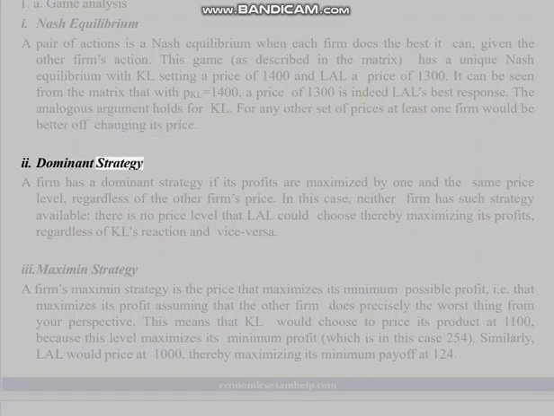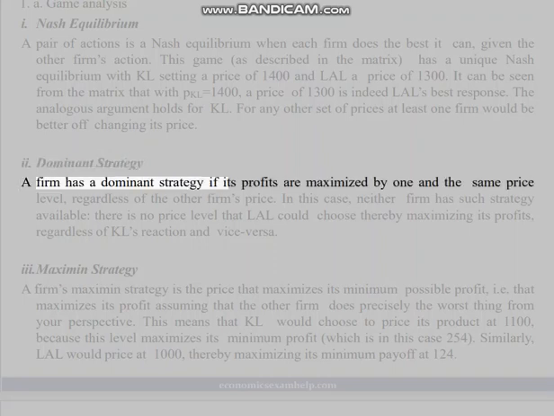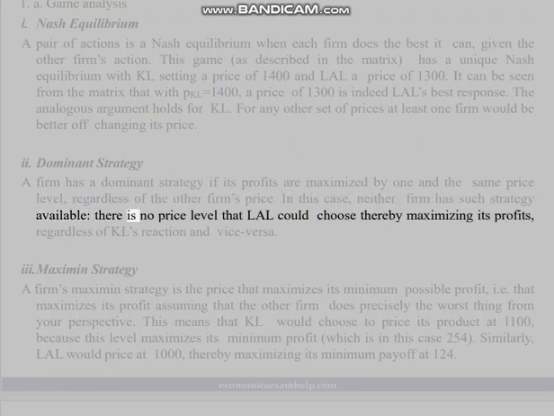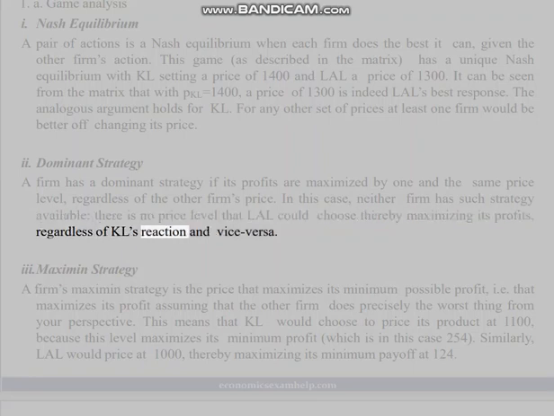2. Dominant strategy. A firm has a dominant strategy if its profits are maximized by one and the same price level, regardless of the other firm's price. In this case, neither firm has such a strategy available. There is no price level that LAL could choose, thereby maximizing its profits, regardless of KL's reaction, and vice versa.